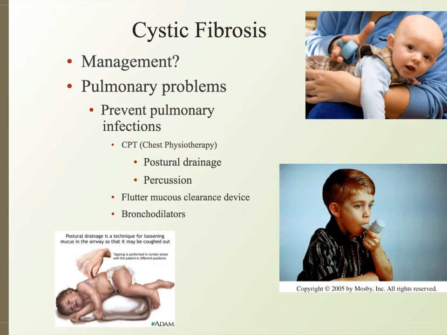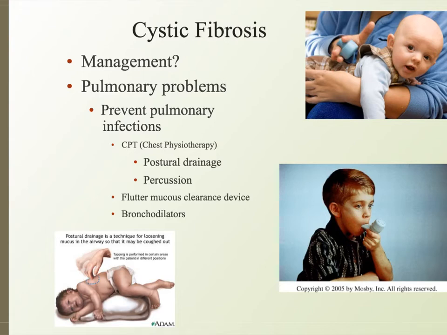What do we do to manage cystic fibrosis? Most kids will develop respiratory symptoms by the age of 3. So we're going to want to prevent and minimize these pulmonary complications. We're going to make sure they're having good nutrition for growth, encourage physical activity, and increase their quality of life. We're going to prevent pulmonary infections, so we're going to try to increase aeration and decrease secretions.